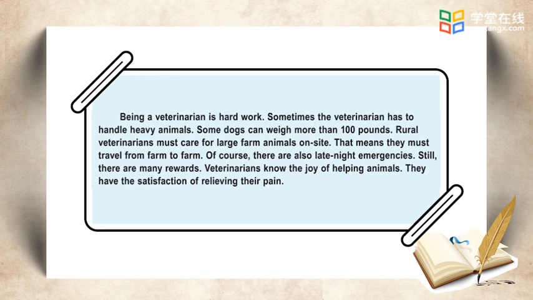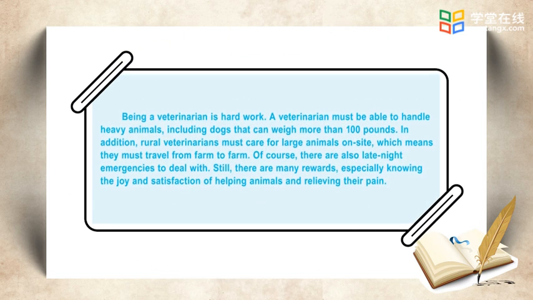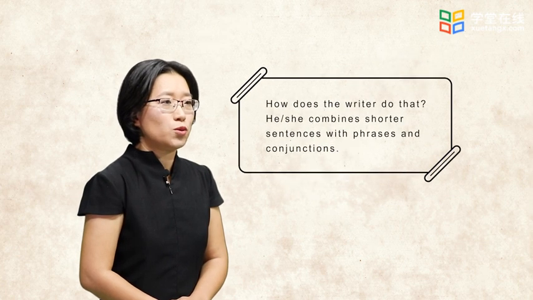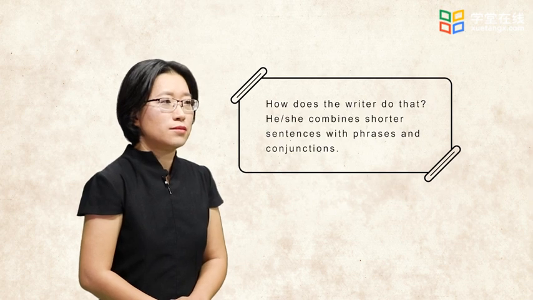In paragraph 1, all of the sentences have the same basic length. Using short, simple sentences often produces writing that doesn't flow well. Paragraph 2 is an improvement because now the sentences vary in type and length. How does the writer do that? He or she combines shorter sentences with phrases and conjunctions.